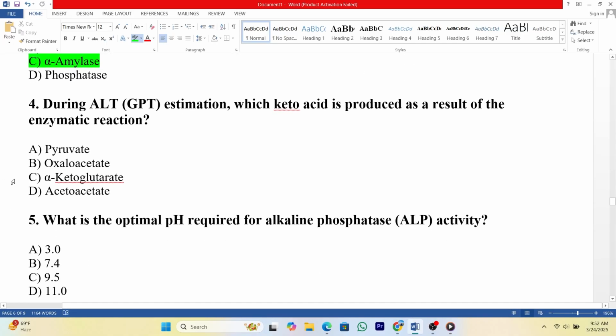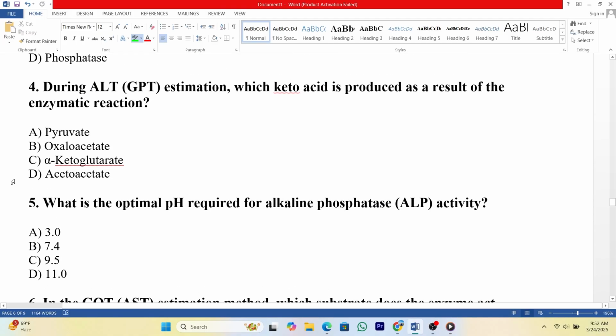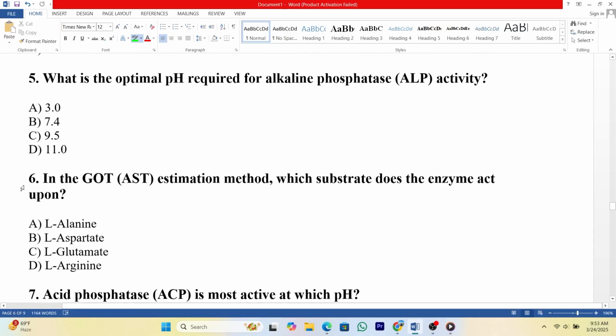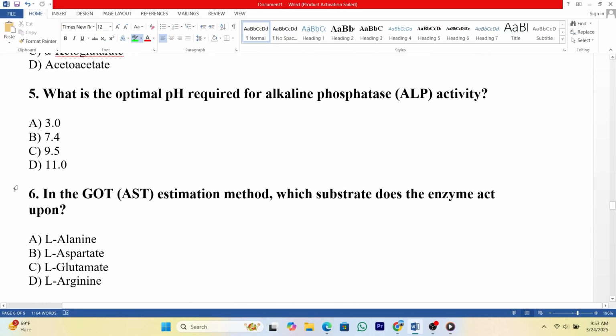4. During ALT, GPT, estimation, which keto acid is produced as a result of the enzymatic reaction? A. Pyruvate. B. Oxaloacetate. C. Alpha-ketoglutarate. D. Acetoacetate. Answer: A. 5. What is the optimal pH required for alkaline phosphatase, ALP, activity? A. 3.0. B. 7.4. C. 9.5. D. 11.0. Answer: C.